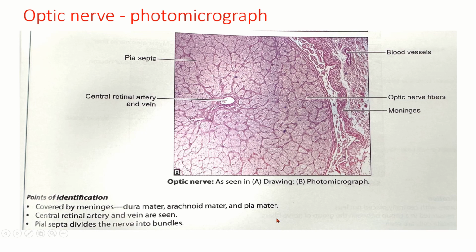So if you see the peripheral nerve, outermost covering epineurium, fasciculi covered by perineurium, individual nerve fiber covered by endoneurium.